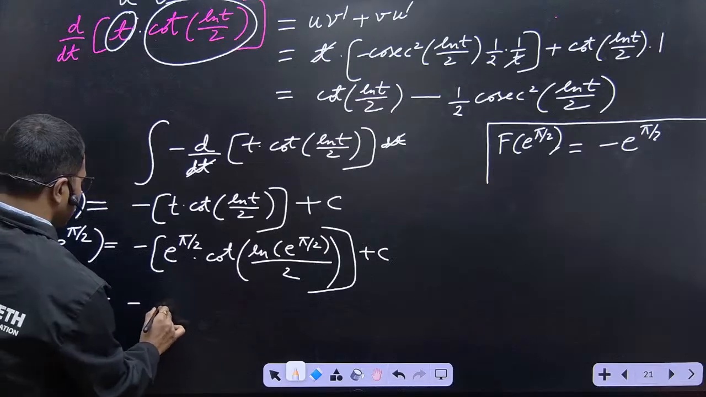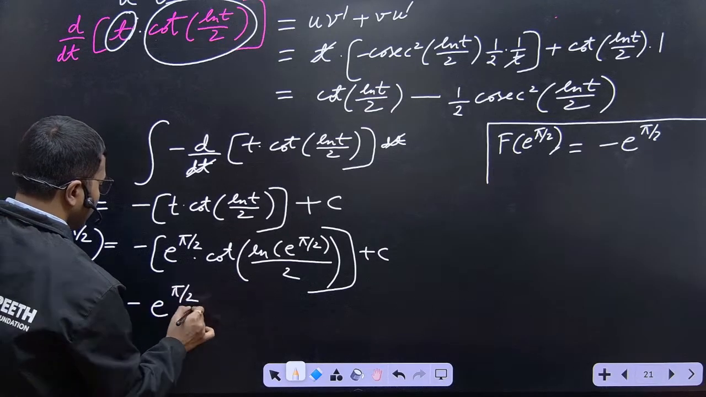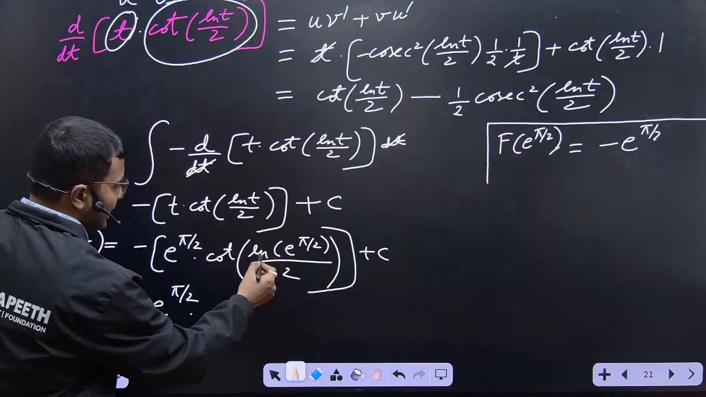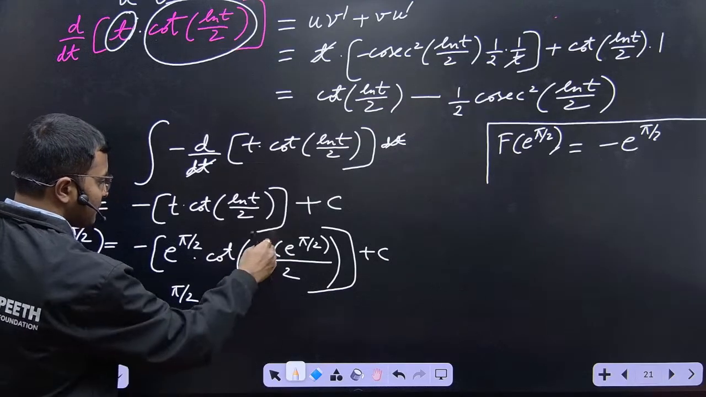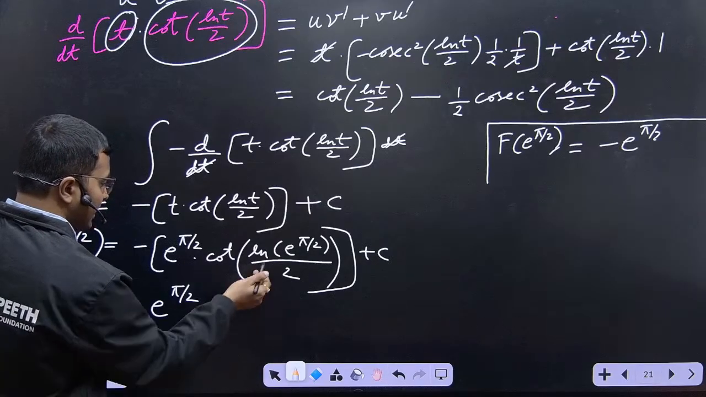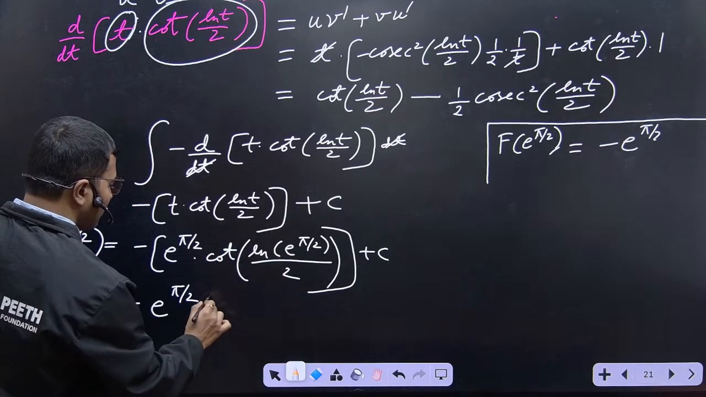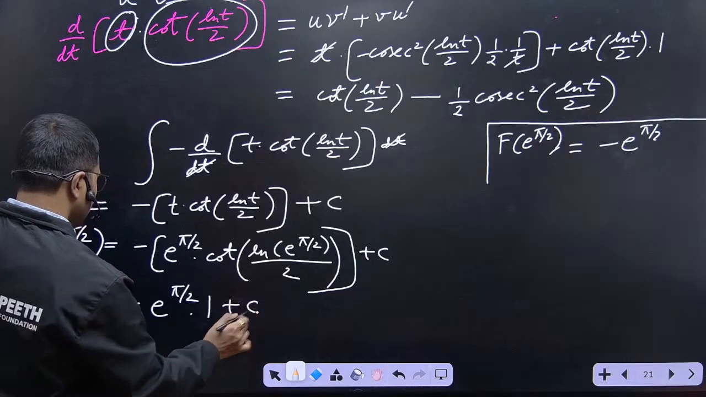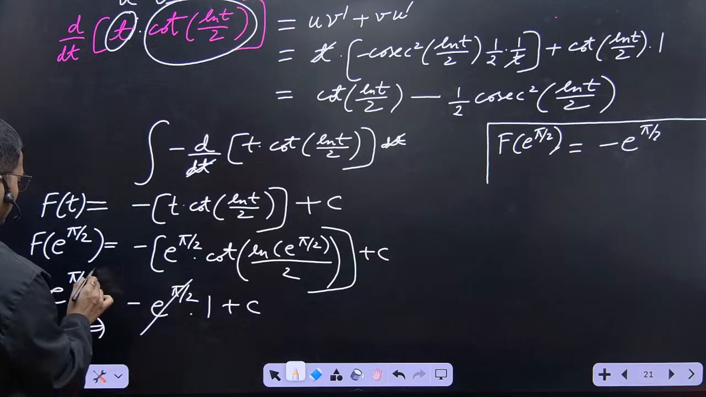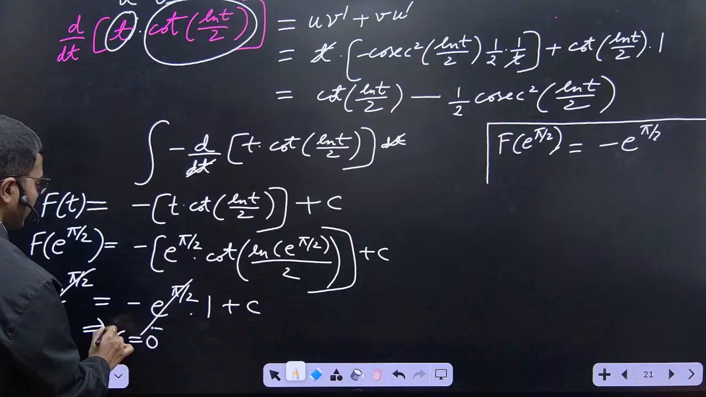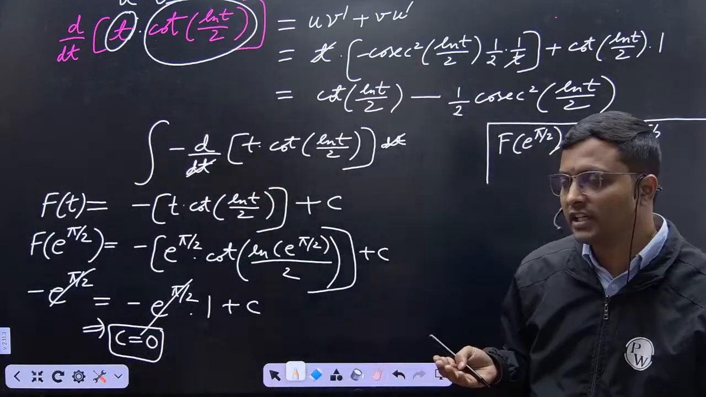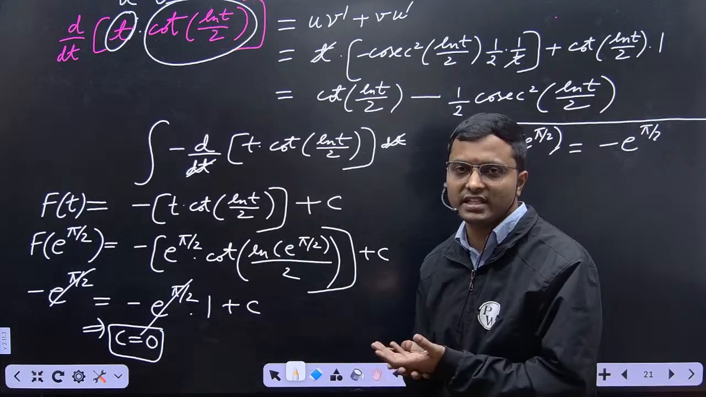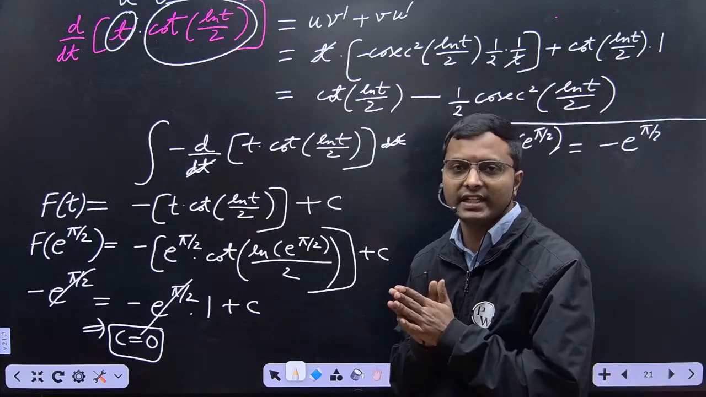So that is minus e power pi by 2 into the ln value, that is how much we get. Ln of e power pi by 2 is pi by 2, that is pi by 4, and directly we are writing this simplification, cot pi by 4 is 1, plus c. So finally we can cancel these two terms. We get constant of integration value is 0. Every time we need not get the constant of integration as 0. Here in this case we are getting the constant of integration as 0.